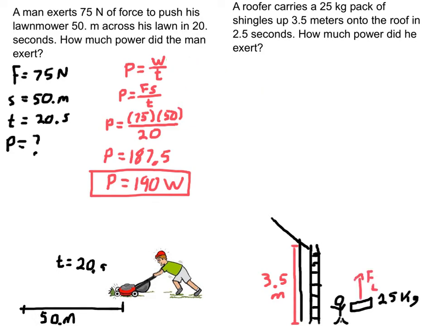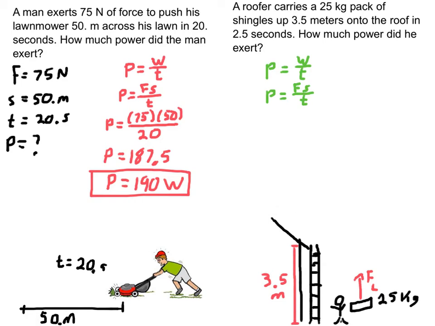All right, the next problem, I have a roofer here, going to carry some shingles. The shingles have a mass of 25 kilograms up some 3.5 meter ladder, and he is going to do it in 2.5 seconds. And the question is, how much power did he exert? So rewriting our equation, power equals work divided by time, and also we know the equation for work. Work is force times displacement, divided by time.